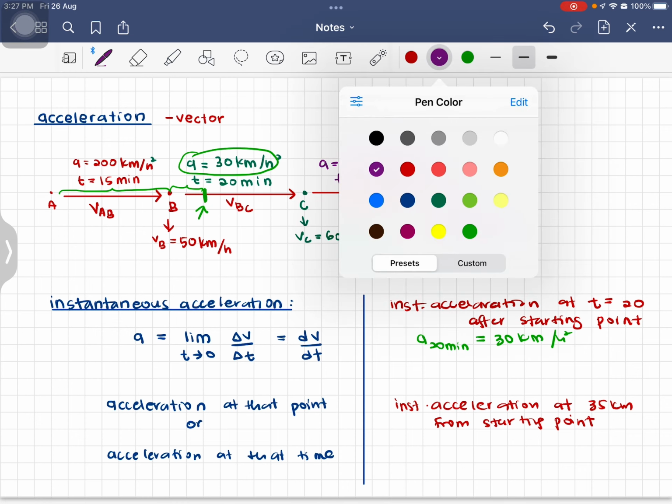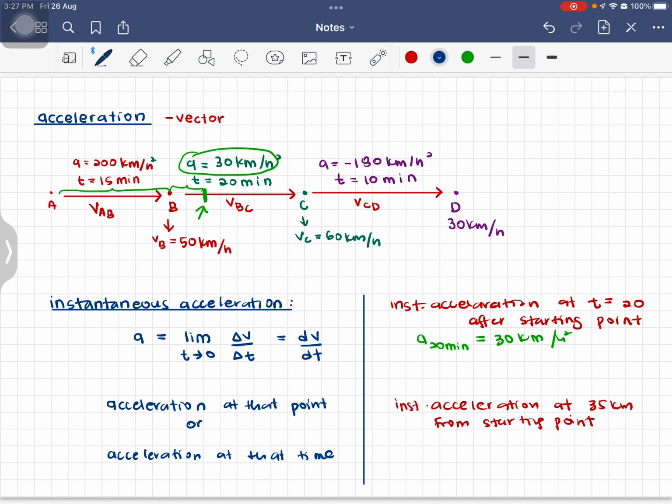Okay, if you calculate this, the distance of A to B using D equal to VT, you will get here your distance is 12.5 km. The distance from B to C is 20 km, and you will get the distance from C to D is 5 km.